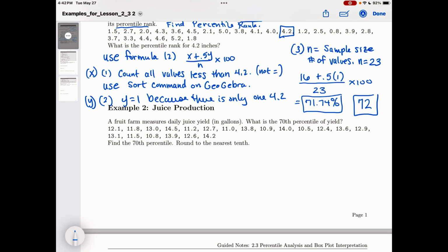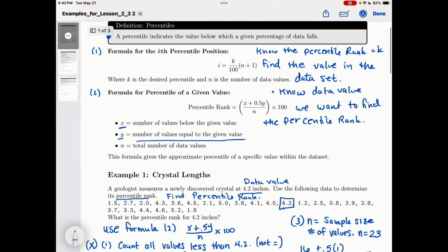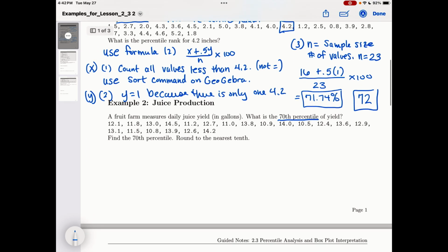Now let's look at example 2. It says a fruit farm measures daily juice yield in gallons. We need to find the 70th percentile for the yield. So since we're given the percentile and we want to find the value, we're going to use formula number 1. And formula number 1 looks like this.